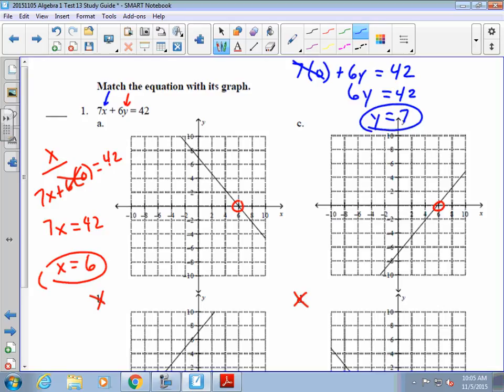So here, it's crossing through at -7. That's incorrect. This one is crossing through at +7. Therefore, this is the correct equation, A. That's the correct graph to go with the equation 7x plus 6y is equal to 42.